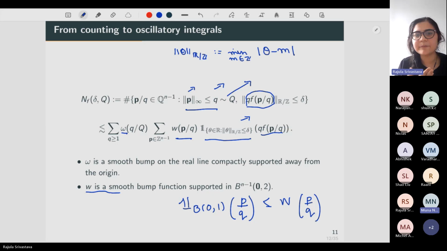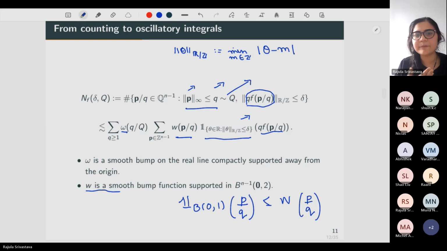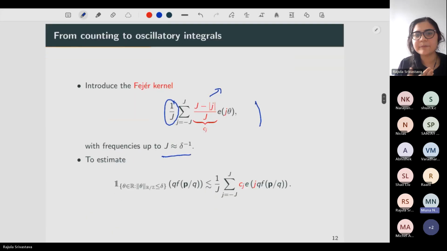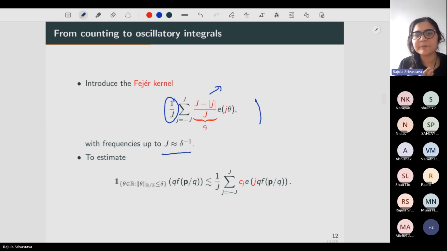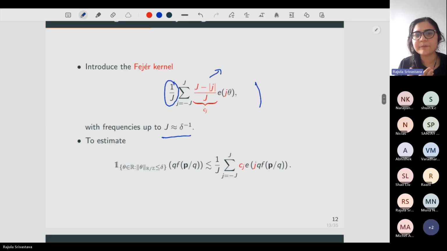And right now I'm just talking about upper bounds. You can do that, and then if you're careful, you can also do lower bounds. So it's a bit of notation, but essentially the point is you just smooth everything out.